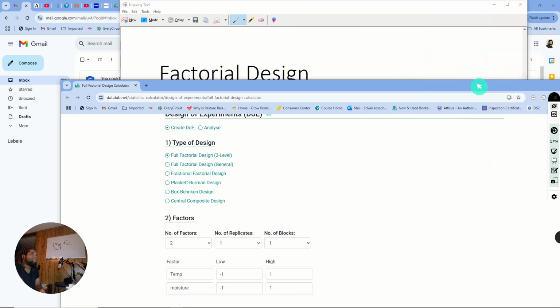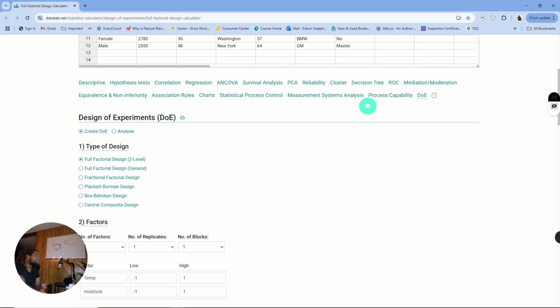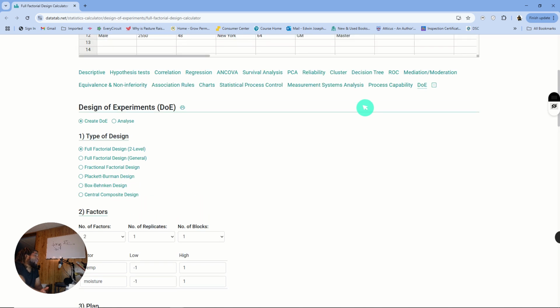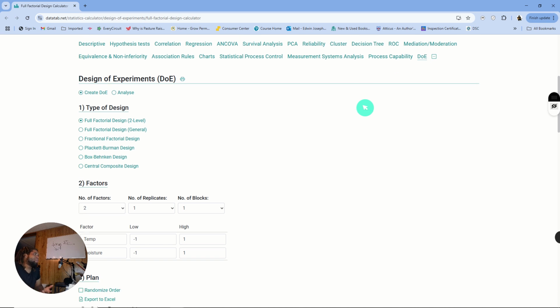It's not really about that. That's just a representation of the idea. This is datatab.net, and again, I don't know what you're allowed to use for your class or in this assignment, but this is something that lets you at least get an illustration of it.